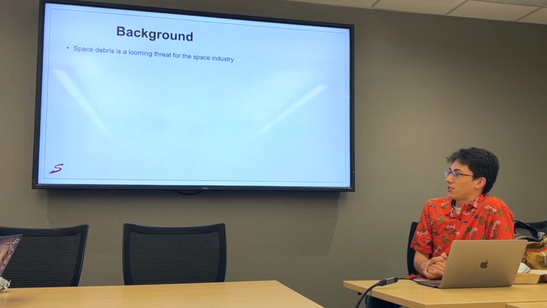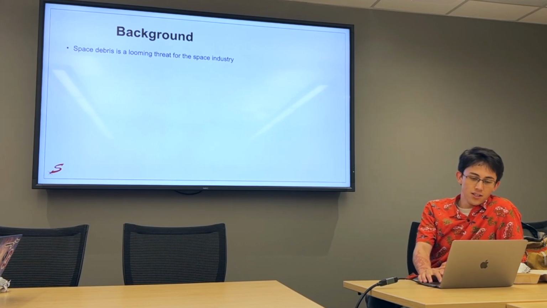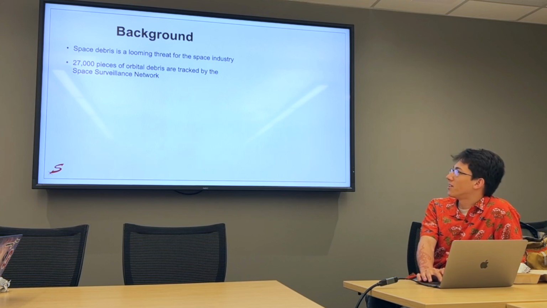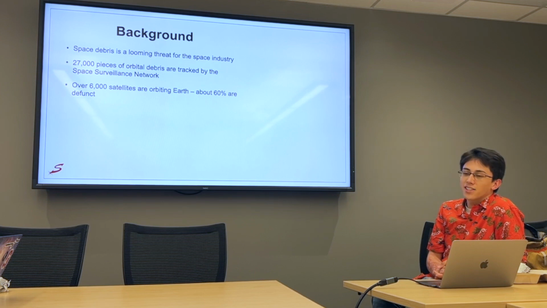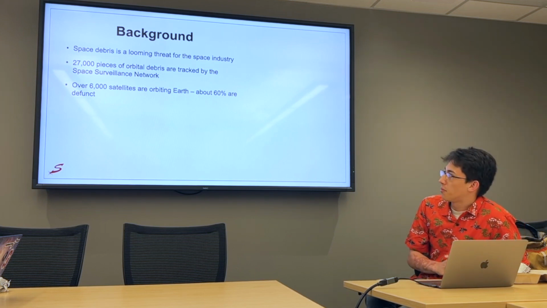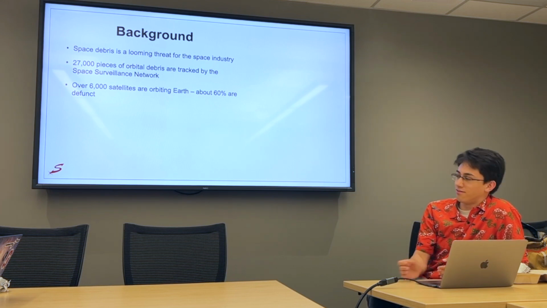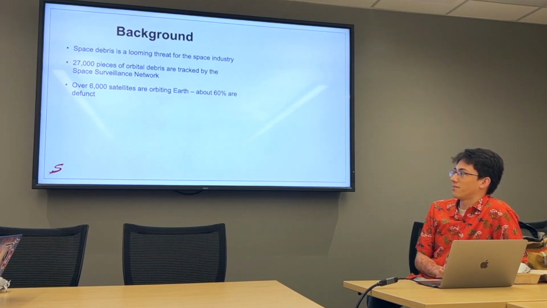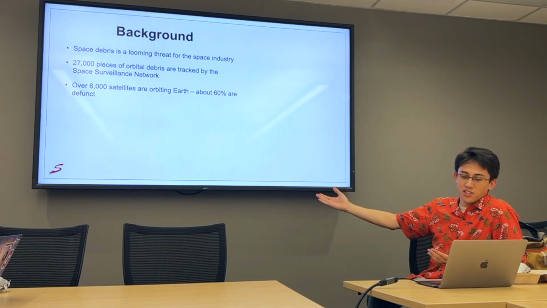So my main interest was actually looking into the space debris problem. It's a looming threat for the space industry. Some statistics, these might be a little bit outdated, but about 27,000 pieces of orbital debris are tracked by the Space Surveillance Network. Apparently over 6,000 satellites orbit Earth, and 60% of them don't work. In the coming years, there's going to be many more satellites launched. So this is a part of the industry that perhaps needs a little more attention.